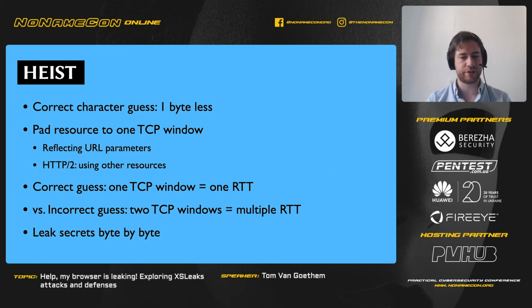If it's a correct guess, we will only need a single TCP window, because if it's an incorrect guess, we will need 1 byte more to send the response, and 2 TCP windows are required. So that means that we need another round trip, and using this technique with the performance API and the fetch API, we can determine whether it was 1 or multiple TCP windows that were sent. And this allows us to leak secrets such as CSRF tokens byte by byte.